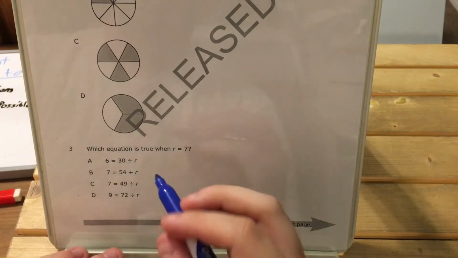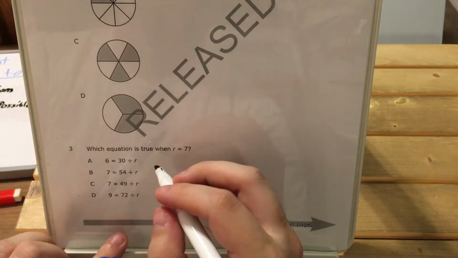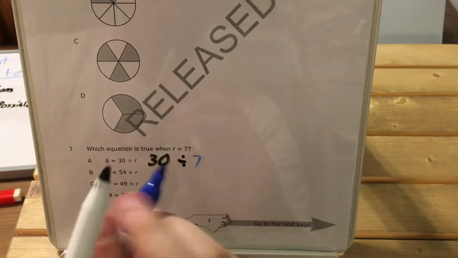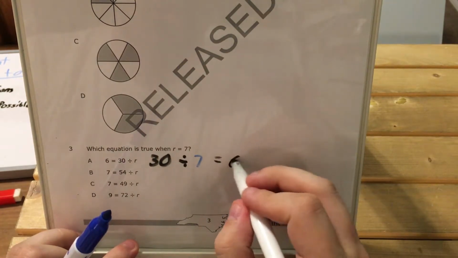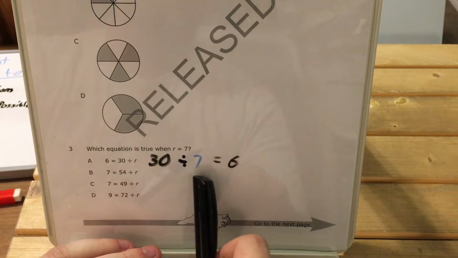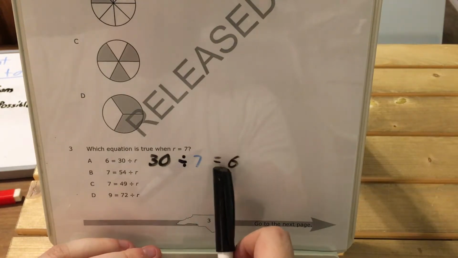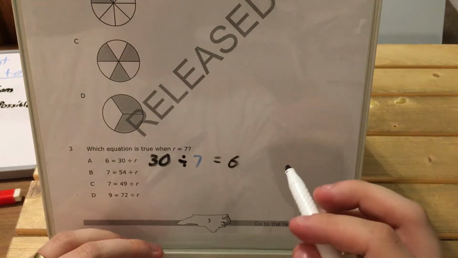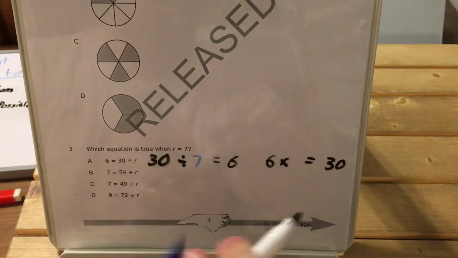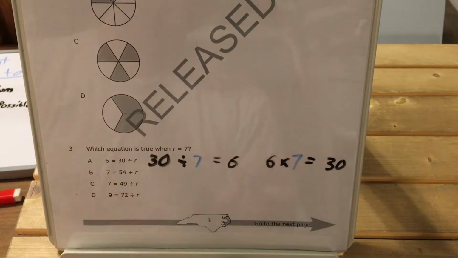So first thing, is it true that 30 divided by 7 equals 6? This is a great opportunity to use what we know about fact families. Fact families are going to be really, really helpful in any math problem, even when you get all the way up into high school math. Because if we see 30 divided by 7, and 7's the number we're testing, and we want to know if it equals 6, we can actually go ahead and rewrite that. And see if 6 times 7 equals 30.